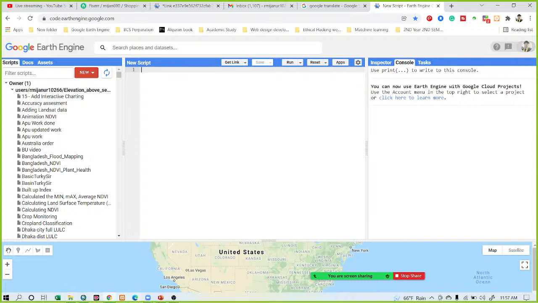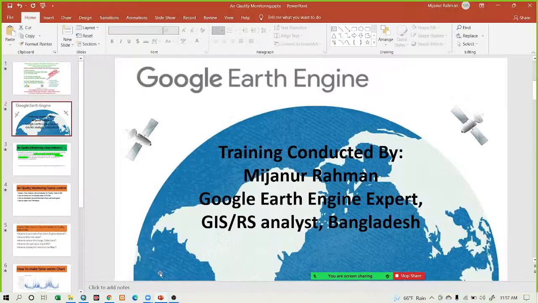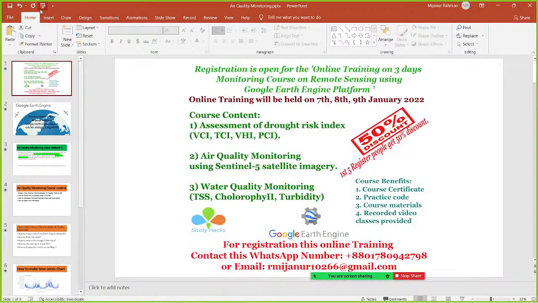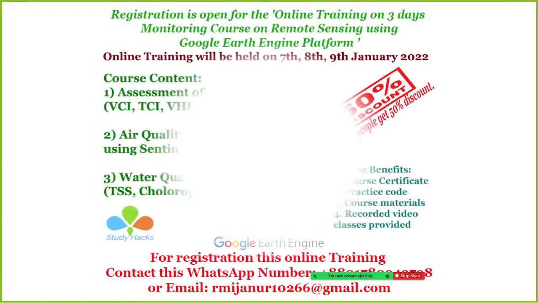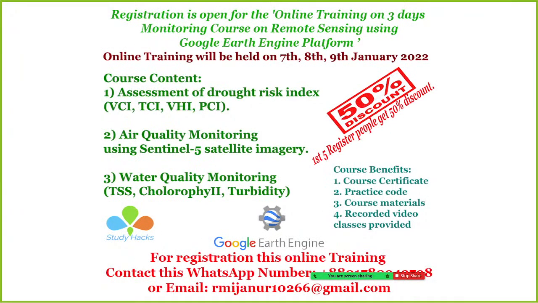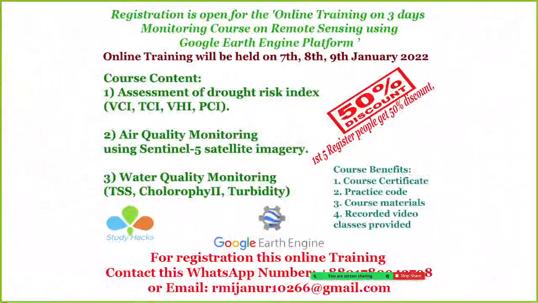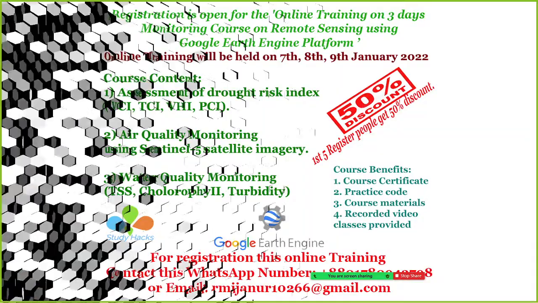Okay. So I simply open my code editor. So this is my slide. Basically this is part of the monitoring course on the Google Earth Engine platform. In this course we observe three monitoring parameters: drought risk index, air quality, and water quality. This time I will focus on the air quality monitoring classes so that you can easily understand.